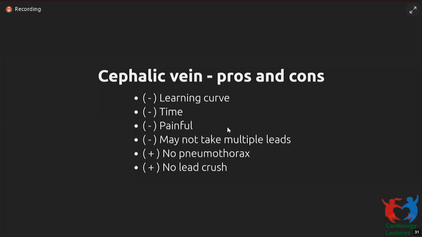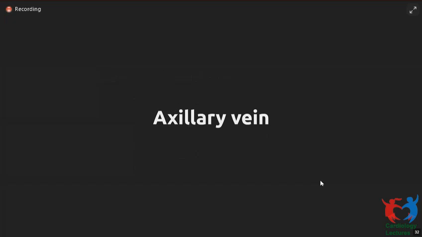The major advantage why we advise so much to use a cephalic vein is there is absolutely no risk of a pneumothorax. There's no reason why you would get a pneumothorax with a cephalic vein puncture. And there is also almost no risk of a lead crush. The lead crush doesn't happen when you use a natural venous channel to cross the clavicle. When you puncture under the clavicle, you can get into a place where the clavicle and the first rib act like a vice, press on the lead, and can result in a lead crush.